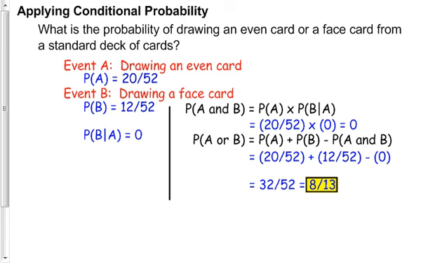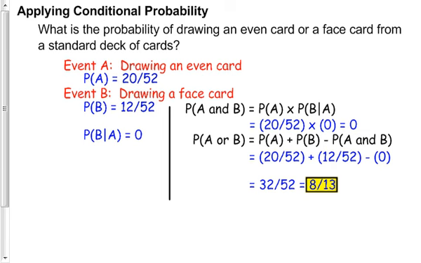The one thing that I do want to mention about this is the relationship between these probabilities and mutually exclusive and independent events. One way to tell if two events are mutually exclusive is if the probability of A and B equals 0. When we work out the probabilities for A and B, we get 0, so we know that an even card and a face card are mutually exclusive. Now, in this example that's pretty obvious, but that's not always the case.